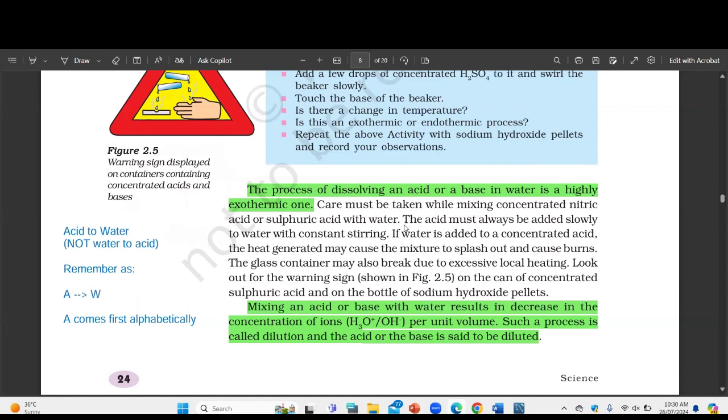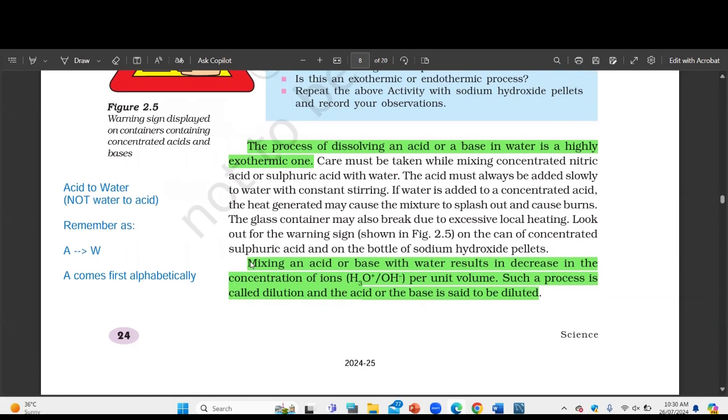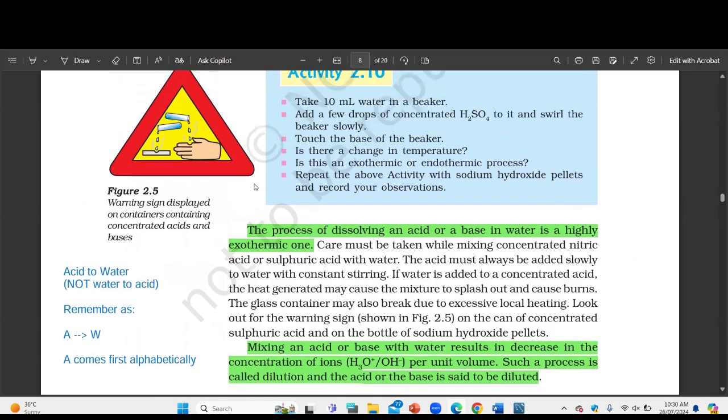This is because if water is added to a concentrated acid, since the reaction is highly exothermic, the heat generated may cause the mixture to splash out and even cause burns. And also the glass container may break due to excessive local heating. So that's why you can see these kinds of warning signs on the beakers that can contain concentrated acids and bases.